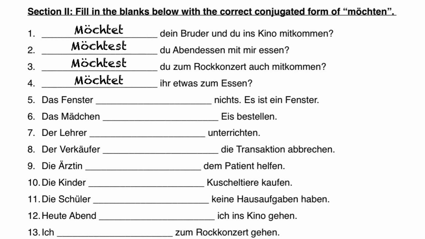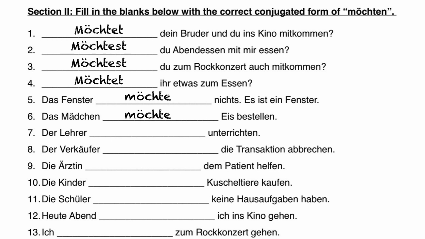Nummer 5. Das Fenster something nichts. Es ist ein Fenster. In this sentence, das Fenster is the subject, so we would say, das Fenster möchte nichts. The window would like nothing. It's a window.